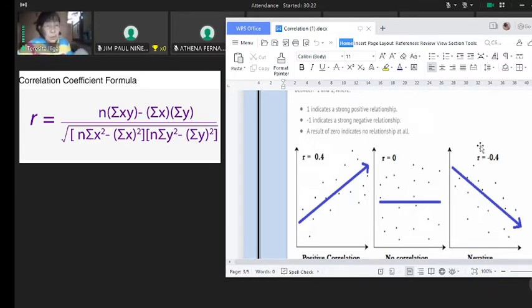So again, in our correlation, we can use this in our analysis when we do our research, that is, when we establish the relation of two variables. For example, we are going to establish the relation of the mass of the body and the height. So there are two variables. What is the relation of the mass of the person to the height of the person?